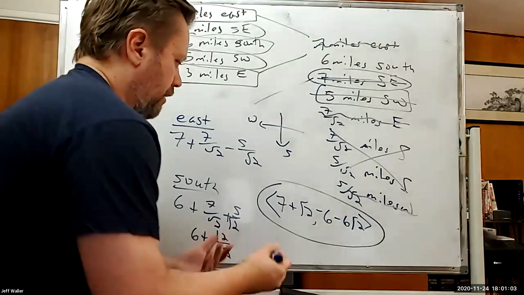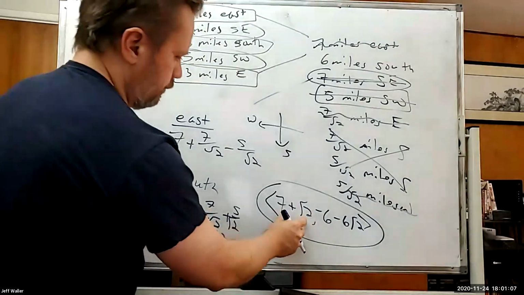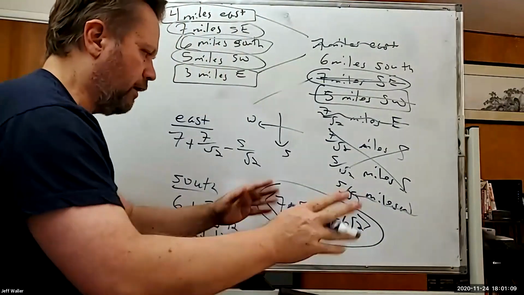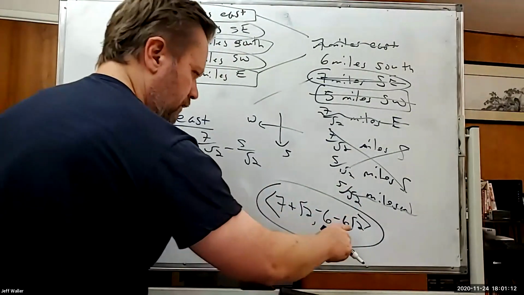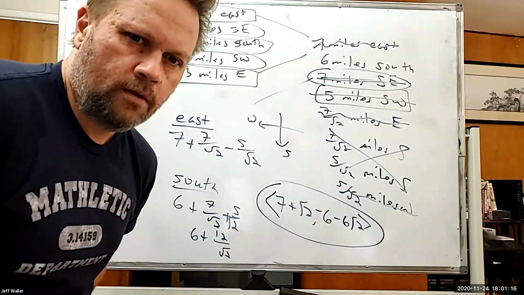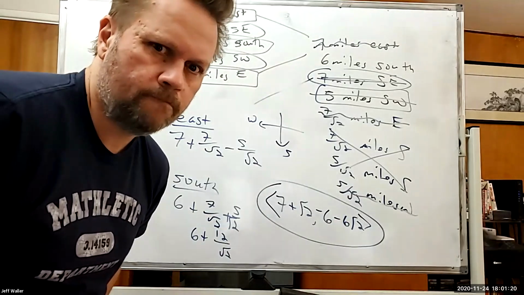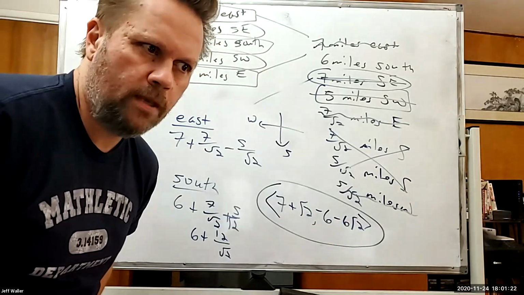Is that cool? Now I can just do the length of this would be the square root of this squared plus that squared. You could do that in the old calculator. And then you could do the inverse tangent of this divided by this. You could do that in the old calculator.